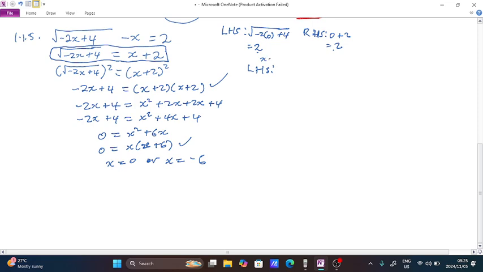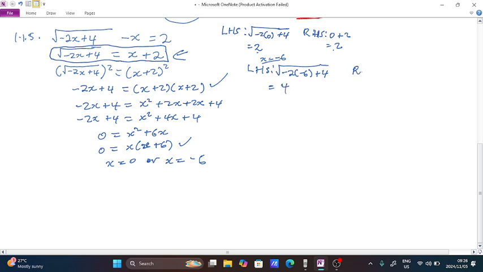Now let's go to the left hand side if x equals negative 6 again. Now we say the square root of negative 2 times negative 6, plus 4. What do you get? Negative by negative is positive 12, plus 4. What do you get? 12 plus 4 is 16. So the answer is 4.